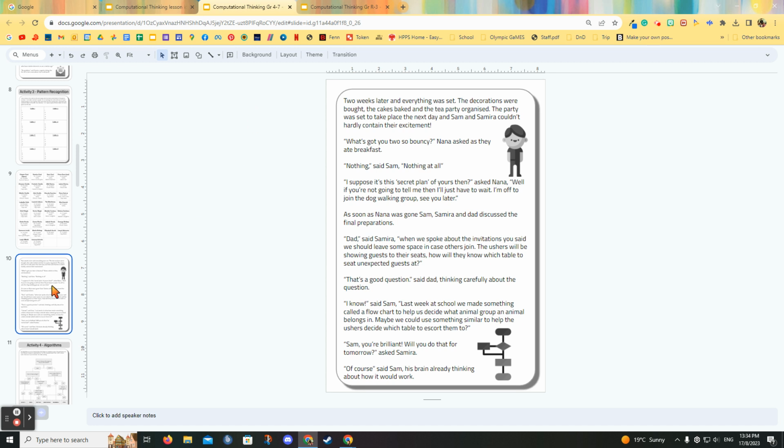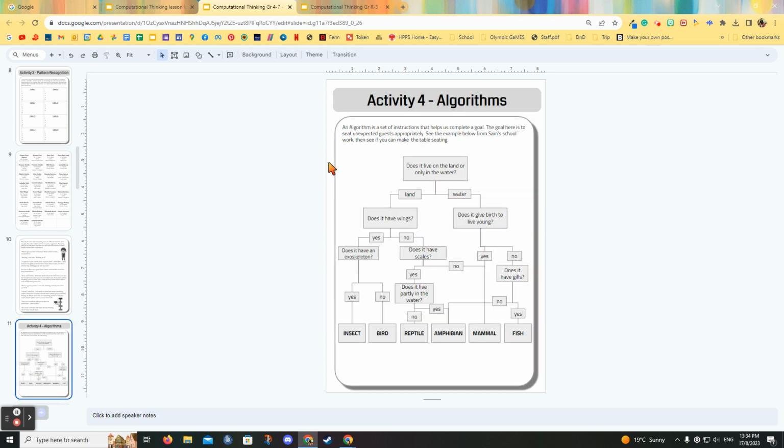Then everything's set. It's 2 weeks later. It's almost time for the party. And they're talking about the fact that some people might not have RSVP'd, but they're still going to arrive. So they're talking about having ushers that show guests to their seat, and how will the ushers know where to seat unexpected guests. So Sam's talking about having a flow chart to help the ushers decide where to put them. So we're talking about algorithms over here.